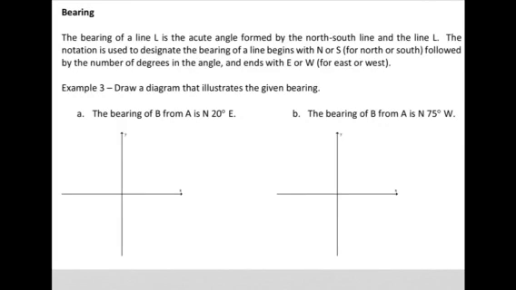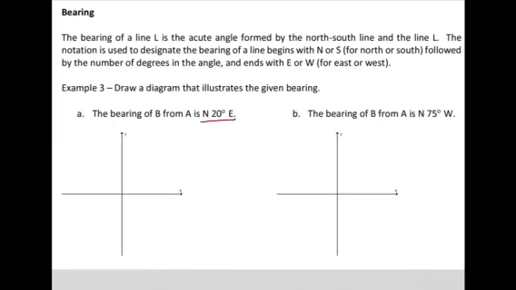In this video, we'll talk about how to find the bearing of a line. So in example A, we are given that the bearing is north 20 degrees east, which means that we're starting off our line going in a north direction, but then we're going to move from just going due north, and we're going to move 20 degrees in the direction of east.